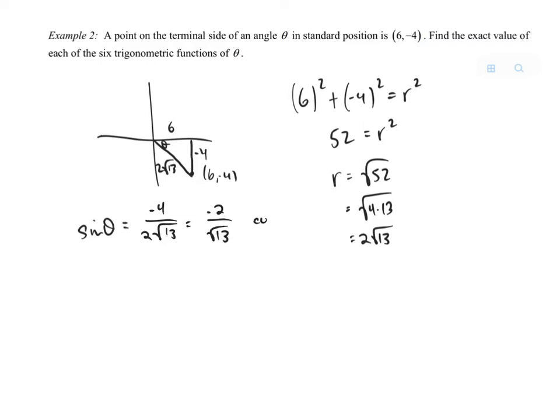Okay, well that tells me what cosecant is. So cosecant, let me erase this so that I write it a little bit more clearly. Cosecant theta will just be the reciprocal, and so that will be negative square root of 13 over 2.